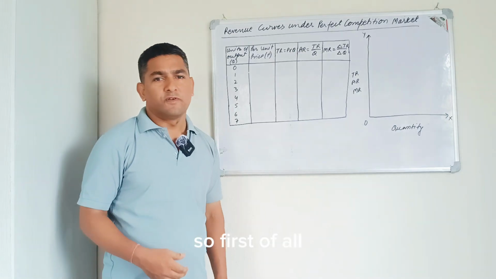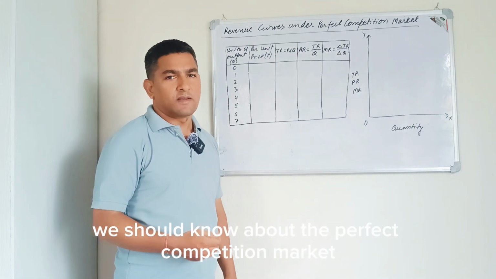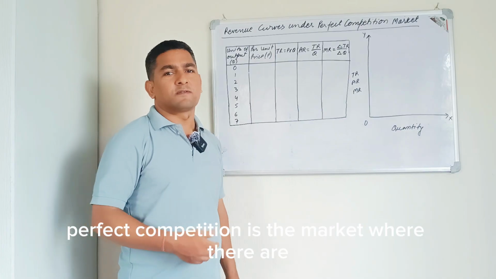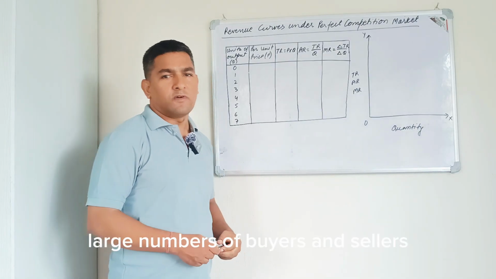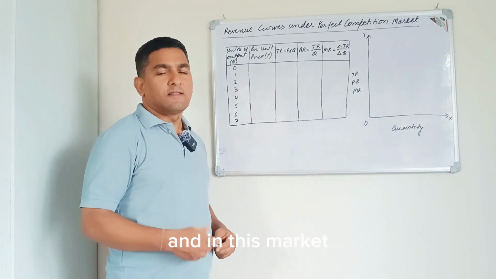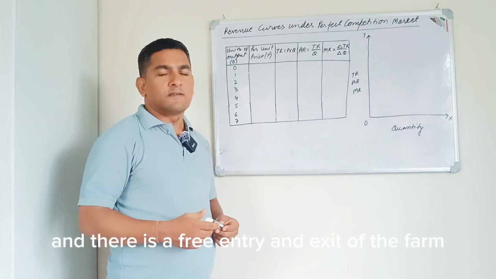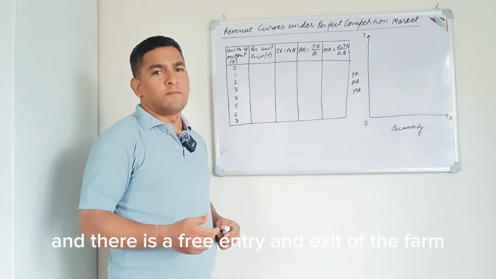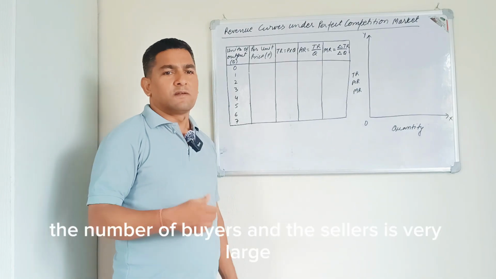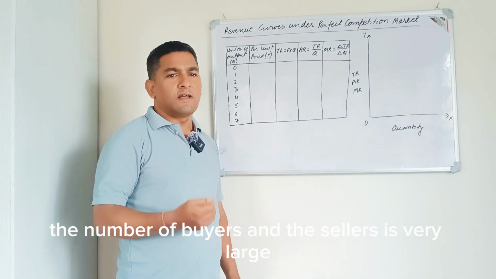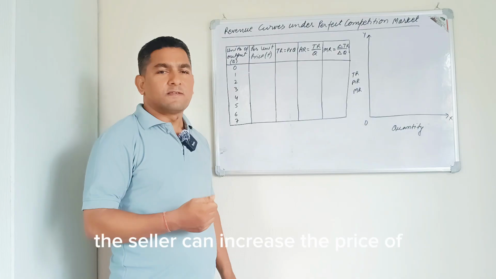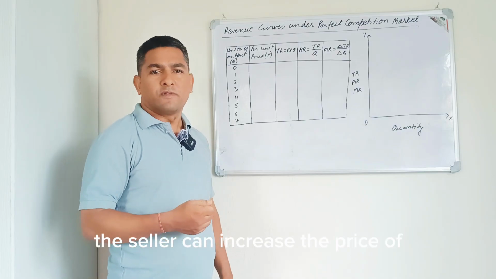So, first of all, we should know about the perfect competition market. Perfect competition is the market where there are large numbers of buyers and sellers. And in this market, the seller produces the homogeneous product. And there is a free entry and exit of the firm. So in this market, the number of buyers and the sellers is very large. So no single buyer and the seller can influence the price of the market.